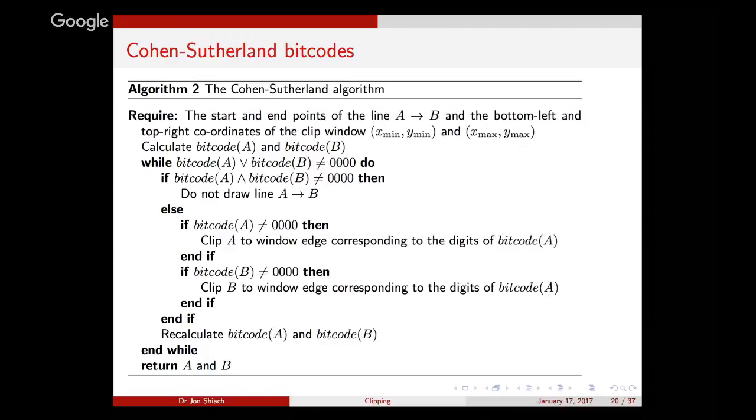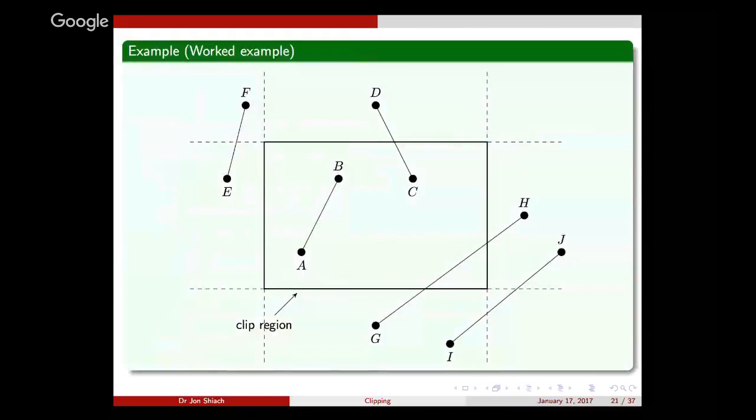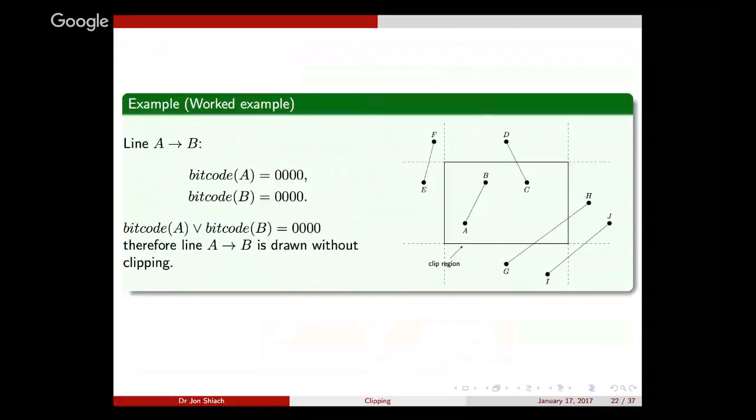And I'm going to step through a worked example now. So here we have our same example from the notes. This is our clip region, and these are our lines. We looked at this in the first lecture. Okay, let's have a look at A to B. Both A and B are within our window. So the bit code of A is all zeros, bit code of B is all zeros. The first thing we check was whether the bit code of A or B is equal to zero. If it is, happy days, we just draw it. We don't need to do any clipping.